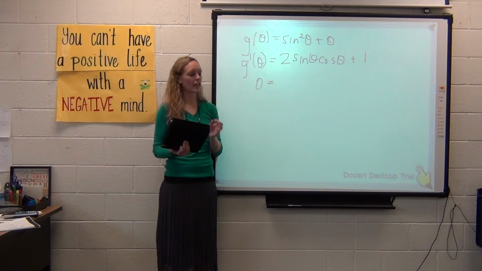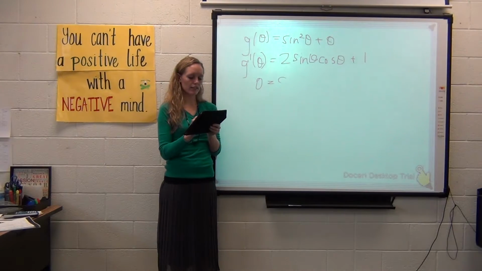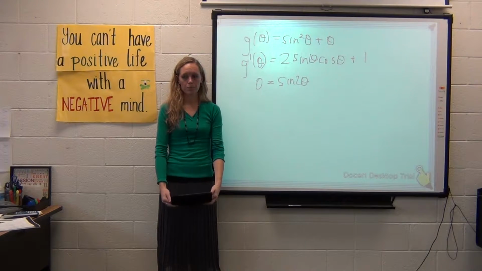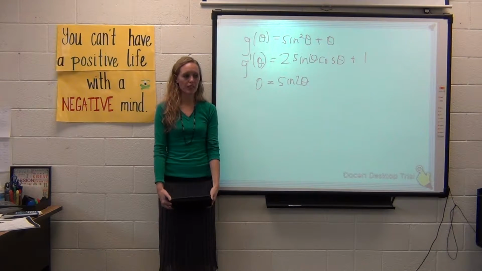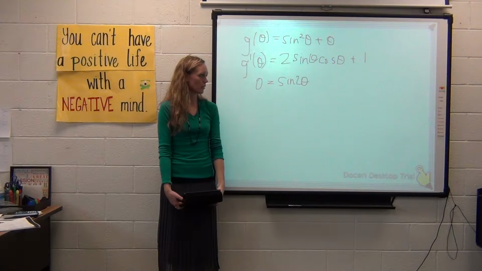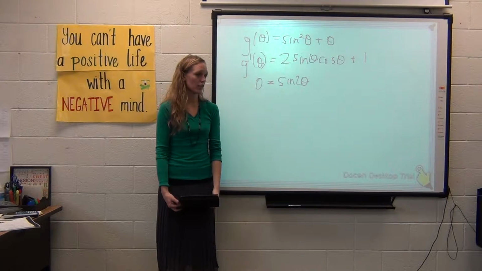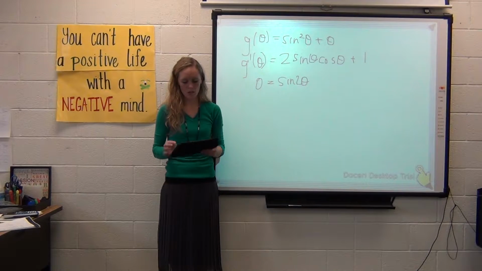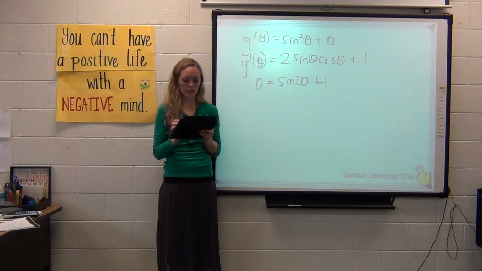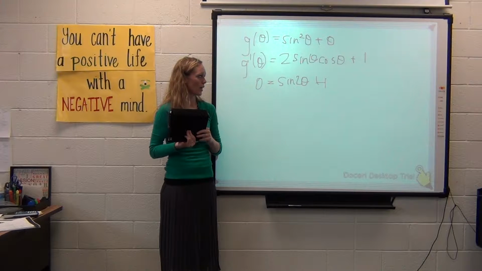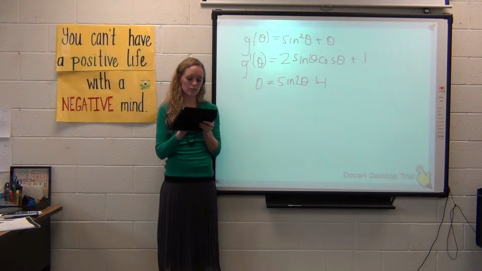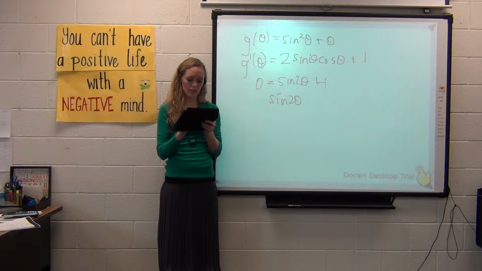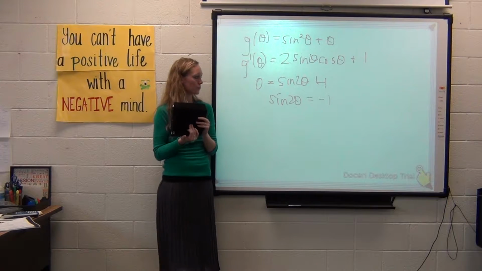This is the most basic identity in trig. So 2 sine of theta cosine of theta is equal to the double angle of sine, sine of 2 theta. This was an identity you would have learned in pre-calculus when we talked about double angle formulas. It's one that you need to know and recognize. So sine of 2 theta plus 1, and now we can solve for this. Sine of 2 theta is equal to -1.